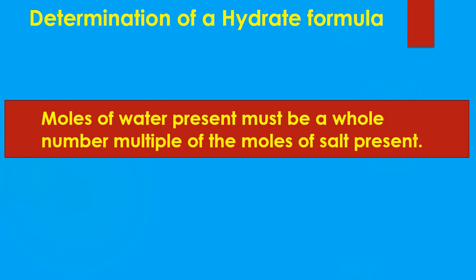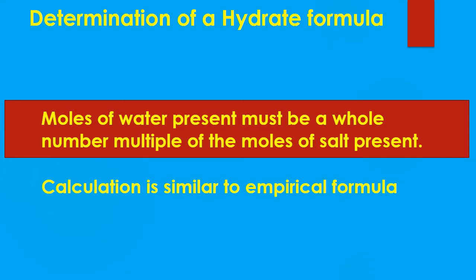To determine the formula for a hydrate, the moles of water present is going to be a whole number multiple of the moles of salt present, and we saw that before. We had one mole of the salt and 4 moles of the water in copper 2 sulfate tetrahydrate. So let's see how we determine that. We're going to work it out simply, similar to how we did empirical formula, except we're not going to be using elements, we're going to be using the compounds, whatever the salt is and the water molecule.